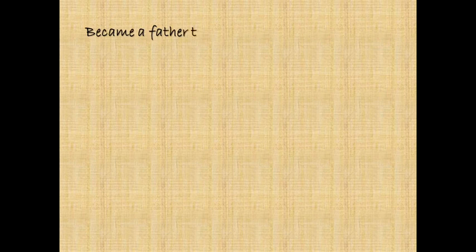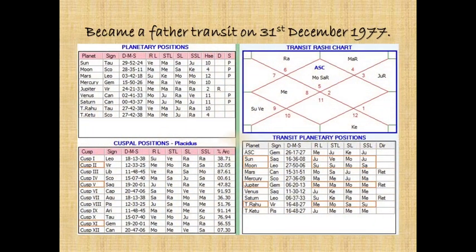For an event to happen, transit must also support. So we also have to study the transit for 31st December 1977. We have to study Bhukti Lord's position, Antar Lord's position, Sukshma and Prana Lord's position. So Bhukti was Jupiter, we will study Jupiter. Antar and Sukshma was Rahu, we will study Rahu. And we also have to study Sun and Moon because all the events happen due to the interplay of Sun and Moon. And Moon was also Prana. So while studying Moon, we will also study Prana.